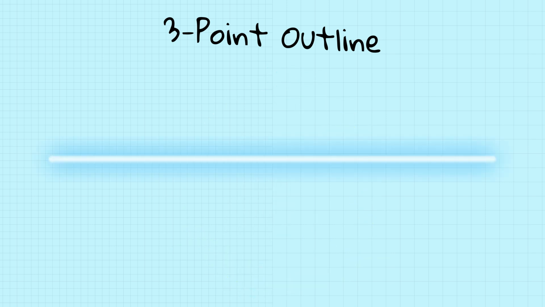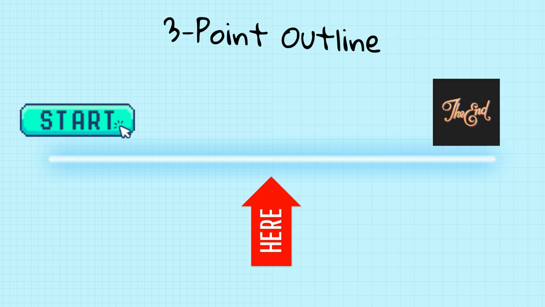For a 3-point outline, consider something that would happen toward the beginning, middle, and end of the book.